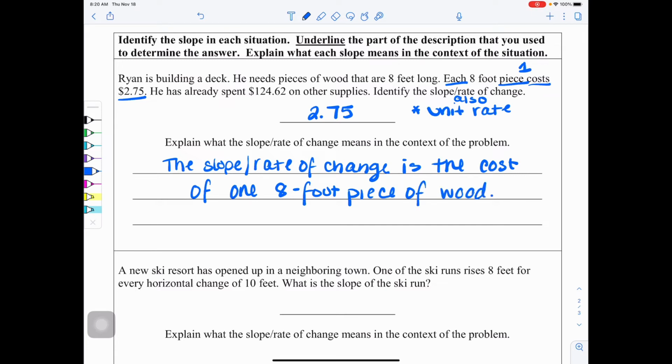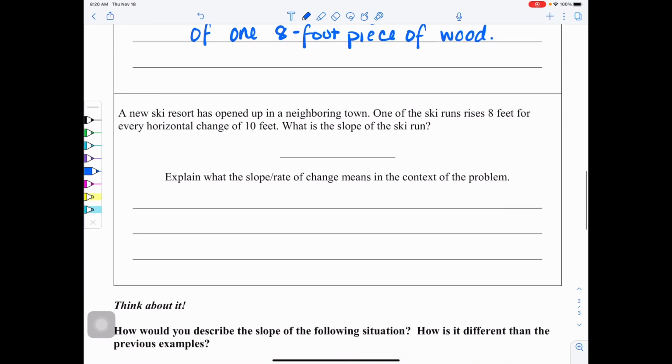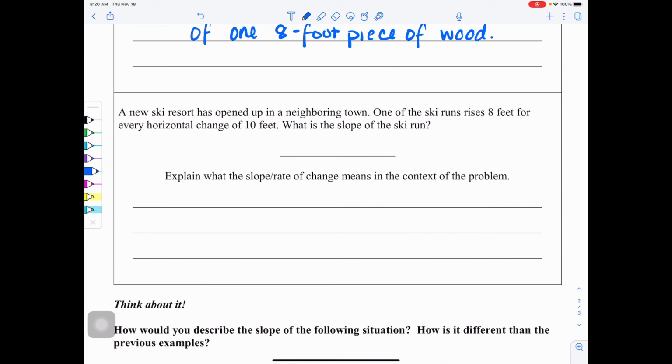So we're moving to the point where not only are we just picking out the number, but we're really explaining what that number represents in the problem. Let's try the next one. A new ski resort has opened up in a neighboring town. One of the ski runs rises 8 feet for every horizontal change of 10 feet. What is the slope of the ski run?